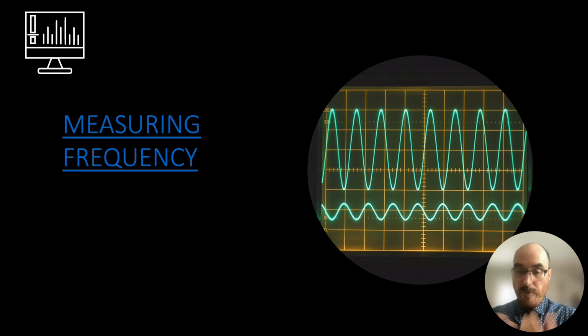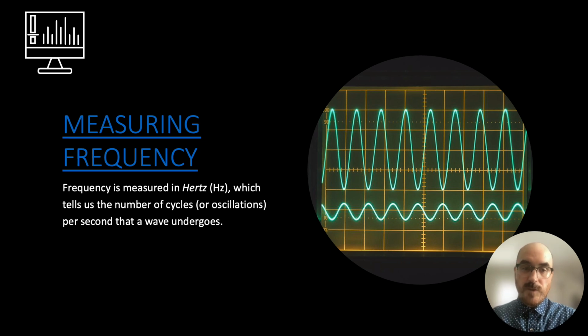So let's think about frequency, right? We're going to need some sort of way of measuring this. So frequency is measured in hertz, or Hz is the abbreviation, which tells us the number of cycles or oscillations a wave goes through per second.